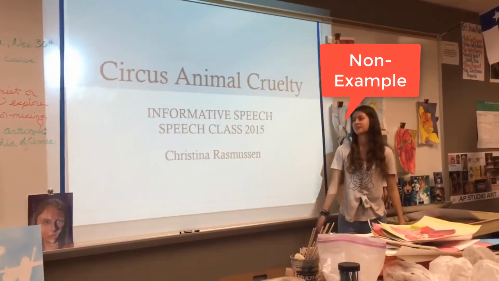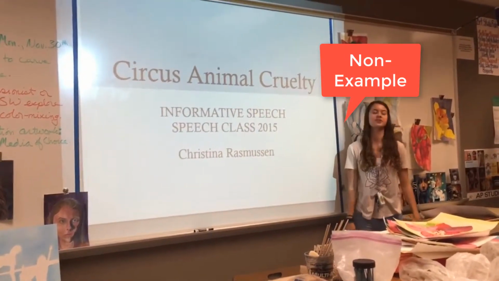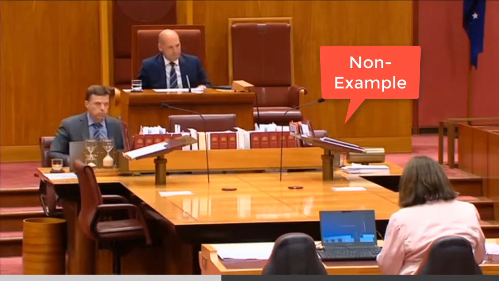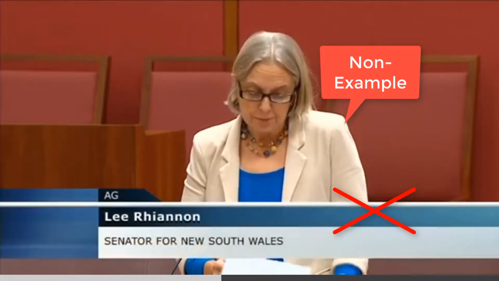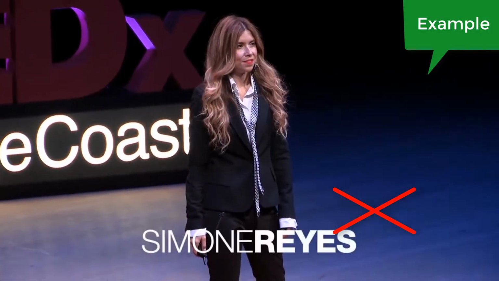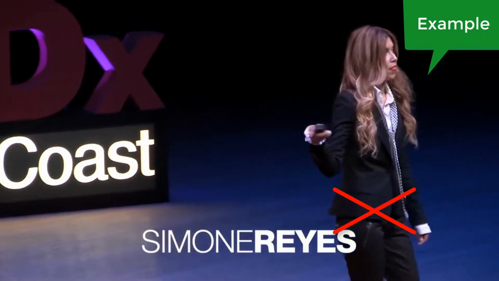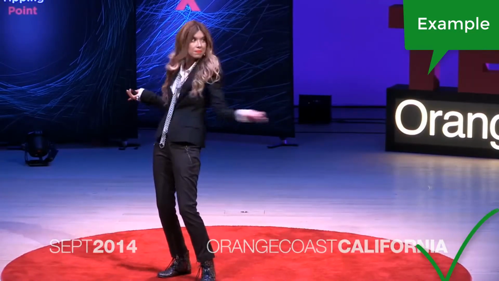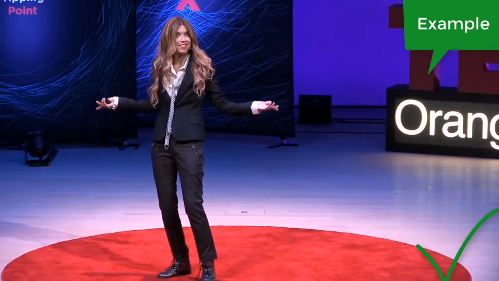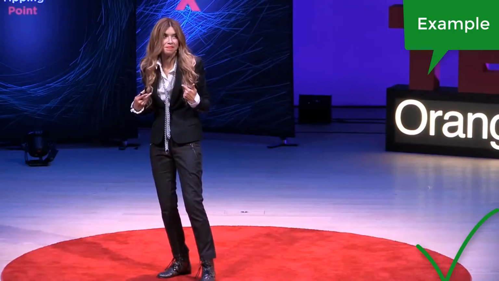Hi, my name is Christina Rasmussen, and this is my informative speech on circus animal cruelty. Circuses are not glamorous for circus animals. No matter how caring a circus animal keeper might be, the impoverishment and stress of a circus animal's existence casts a dark shadow over the glitter and glamour of the circus ring. Lily Tomlin once said, "Somebody should do something about that." But then I realized I am somebody.